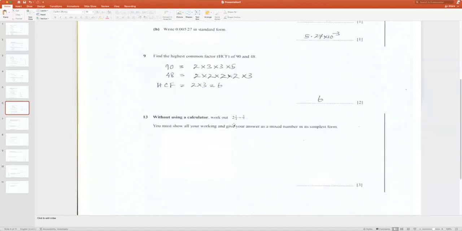Without using a calculator, work out this value. We have done several sums like this. So this mixed number we can write as 4 times 2, 8 plus 1, 9 over 4. This multiplication, then the reciprocal of this. So 3 times 1, 3 times 3, then 3 times 7 is 21, 4 times 1 is 4. So as a mixed number, 4 times 5, 20 plus 1, we can write like this.